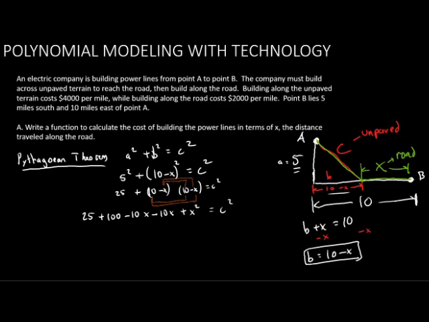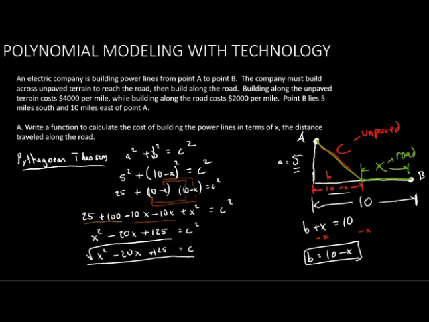We'll set all of this equal to C squared now. Then we combine our like terms. We'll take 100 plus 25, and then also negative 10X minus 10X. So on the left side, we'll have X squared. Negative 10X minus 10X gives us negative 20X. And then 100 plus 25 is positive 125. We'll set this equal to C squared, and so therefore C will just be the root of that polynomial. Now that we know the distance for B and C, we can begin to calculate the costs.